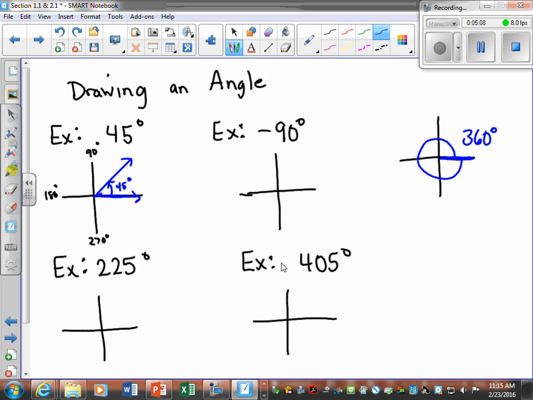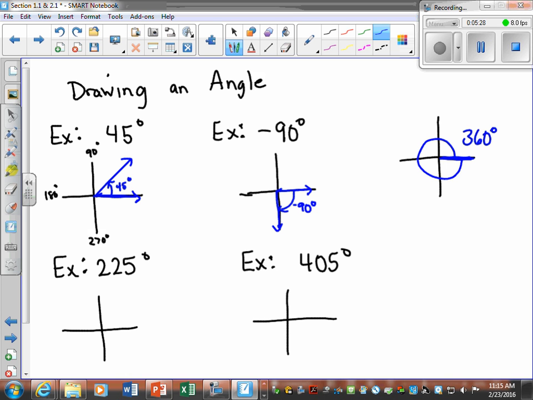For this next one, negative 90, instead of going counterclockwise because it's a negative angle, we're going to start at our initial side and go in this direction. So this is negative 90 degrees.